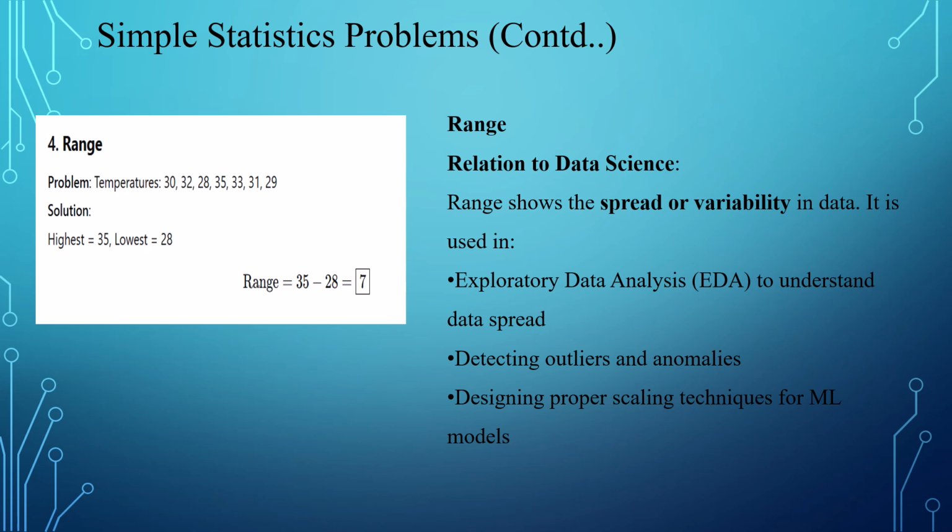Okay. So how is this range related to data science? Range shows the spread or variability of data. It is used in exploratory data analysis to understand the data spread, detecting outliers and anomalies, and designing proper scaling techniques for ML models.